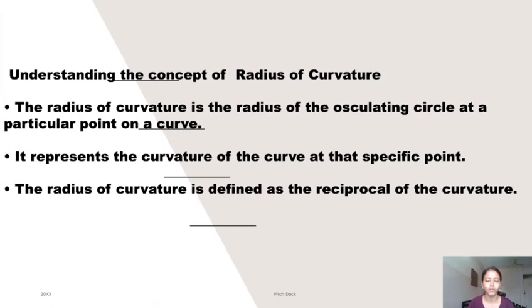Understanding the concept of radius of curvature. The radius of curvature is the radius of the oscillating circle at a particular point on a curve. It represents the curvature of the curve at that specific point. The radius of curvature is defined as the reciprocal of the curvature.